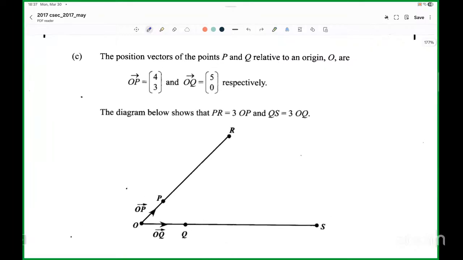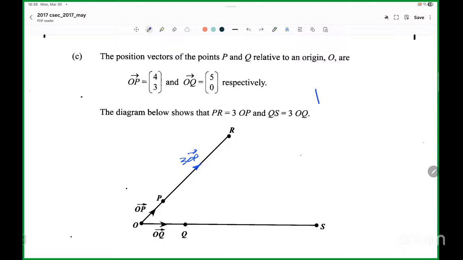Then we come to vectors down here. It says the position vectors of the points P and Q relative to an origin O are these. That's OP and that's OQ respectively. The diagram below shows PR is 3 times OP. So this side here is 3 OP. Let's put on there, this is 3 OP. So it means that everything else now is 4 OP. OP plus 3 OP is 4 OP. So it means that OR is 4 OP, right?